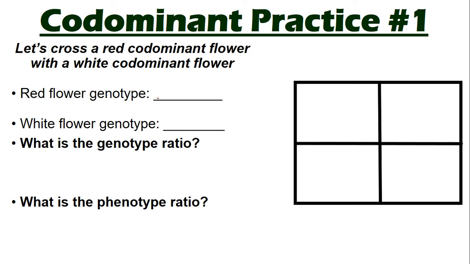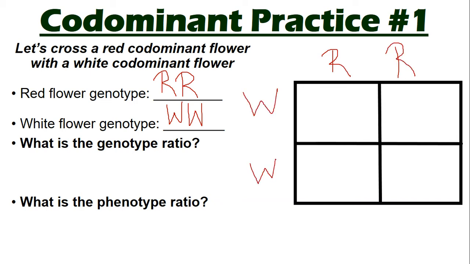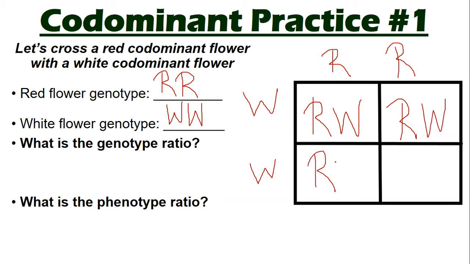So the red flower would be capital R, and the white flower would be capital W, capital W. So we're just going to write them in our Punnett square over here. Then you're going to bring them down just like you normally do. R, W, R, W, R, W, R, W. So, everyone followed so far? If you didn't, rewind the video and then watch it again.